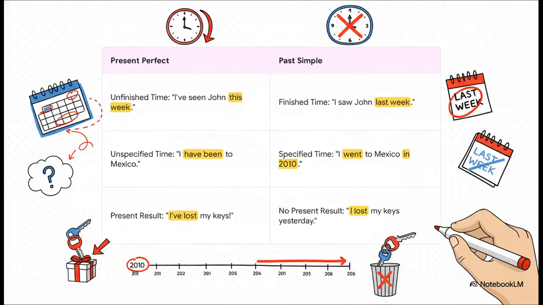And that right there is exactly why that first sentence, "I have seen him yesterday," was wrong. Yesterday is a finished time. It's over. So you have to say, "I saw him yesterday." It all comes down to one question. Is the time period finished, or is it still connected to now?